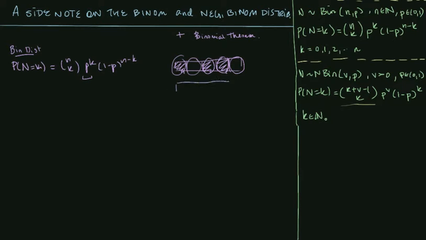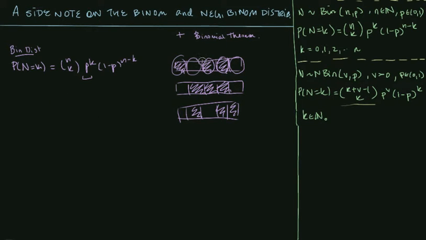Now we can have these k successes in different types of outcomes, right? Sometimes these three are, or we can choose these k successes in different ways. And how many ways can we choose k successes out of n trials? Well, we can choose them in n choose k different ways.